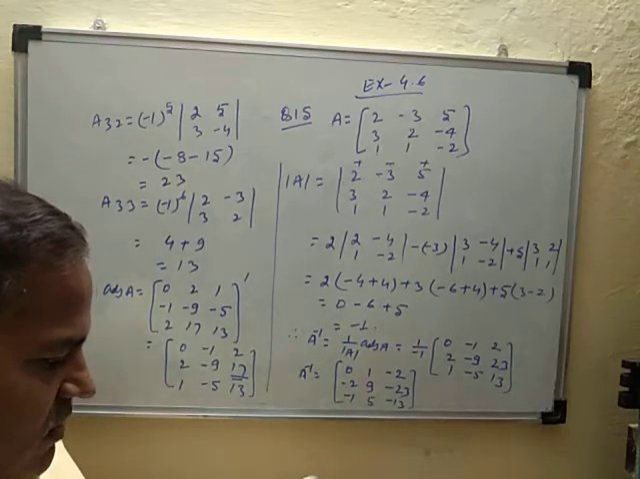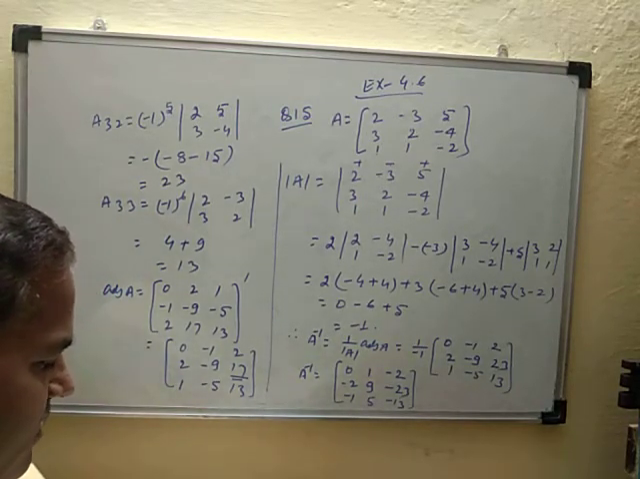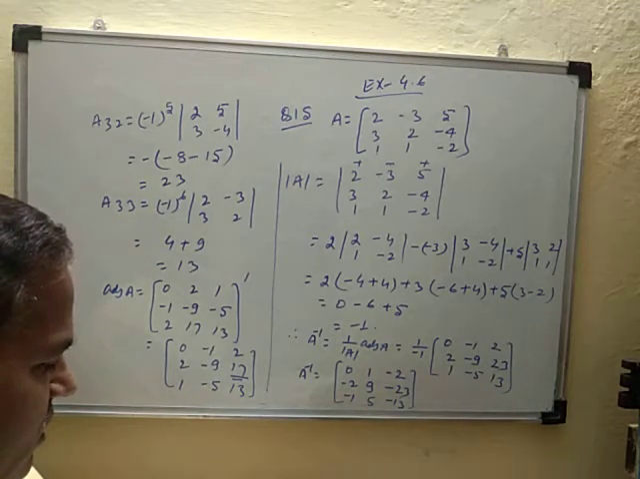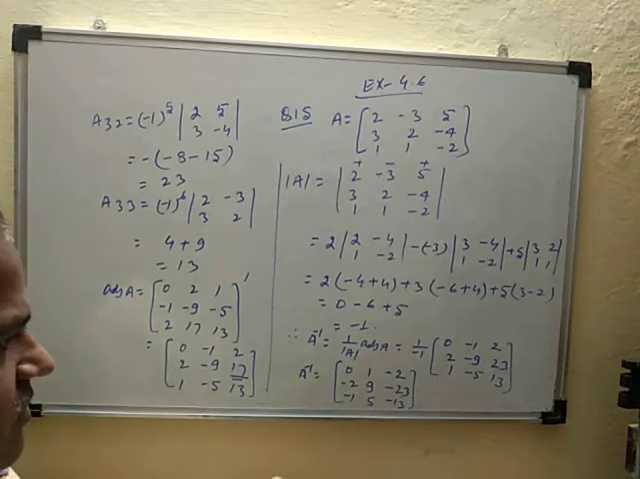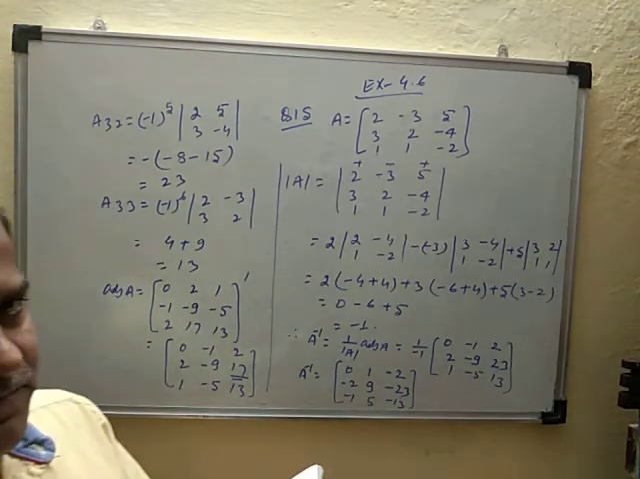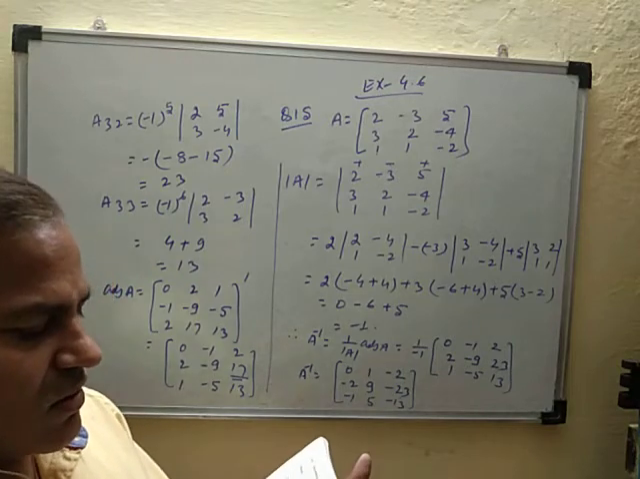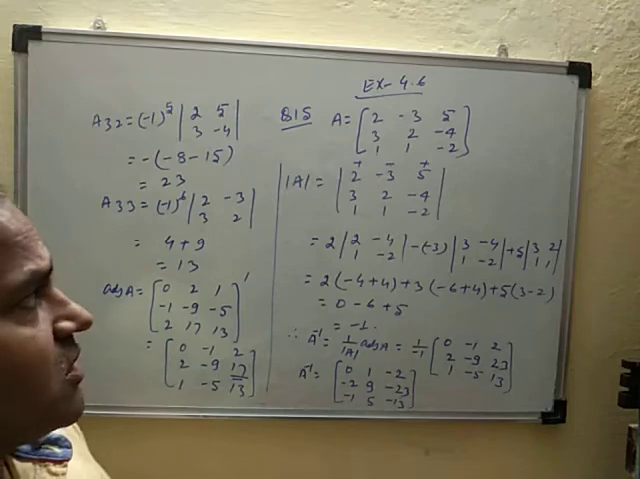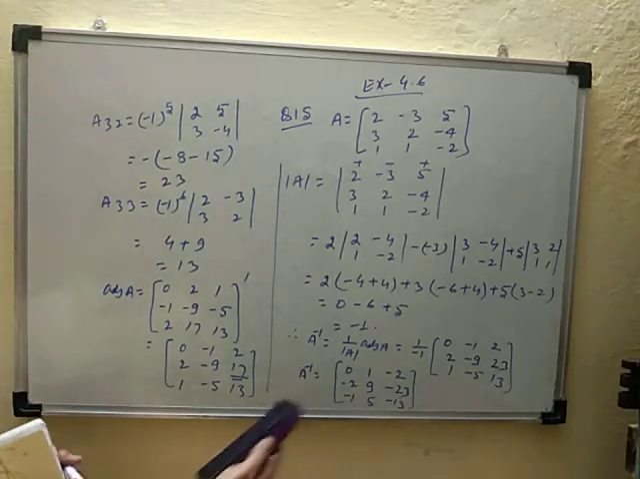4.6, question number 15. 0, 1, -2, -2, 9, -23, -1, 5, -13. So this is the inverse. First find the inverse. Now solve the system of equations. What is the equation?